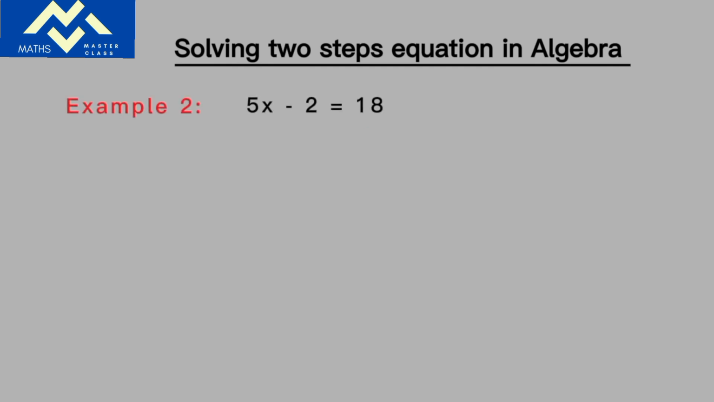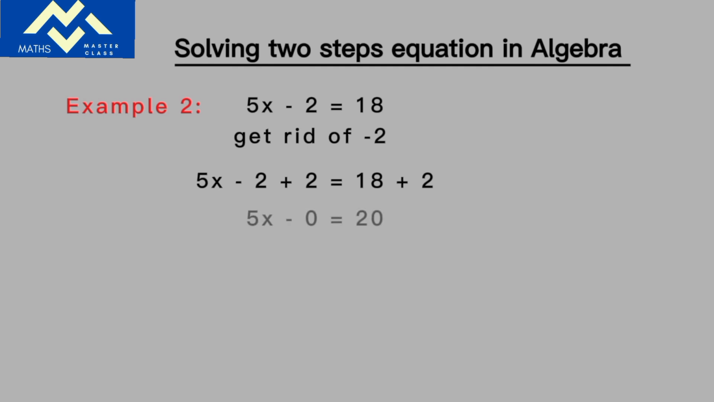5x minus 2 equals 18. Step 1. We undo minus 2. The opposite of minus 2 is plus 2. Add plus 2 to both sides. 5x minus 2 plus 2 equals 18 plus 2. Negative 2 plus 2 equals 0, and 18 plus 2 equals 20. Now we get 5x equals 20.